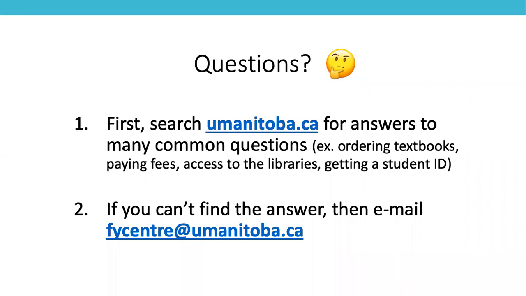So we do encourage you to search the U of M website at umanitoba.ca. In the search function, you're able to type in anything and get an answer to it. That's probably the fastest way for you to get answers to some of those more general and common questions. But of course, if you can't find the answer, then you're welcome to email an advisor in the first year center, and we will be happy to connect with you and assist you.